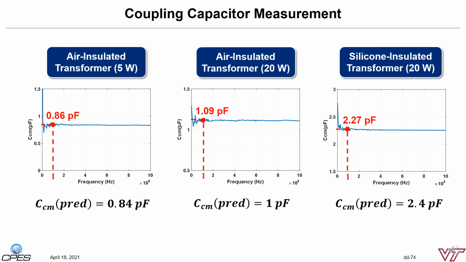This page shows the coupling capacitor measurement results on these three versions of the receiving circuits. For the air-insulated 5-watt version, we can achieve a 0.8 picofarad coupling capacitor. And for the air-insulated 20-watt version, the coupling capacitor is about 1 picofarad. For the solid-insulated transformer, the coupling capacitor is also controlled to less than 2.5 picofarad. All of these coupling capacitors are extremely small compared to the commercial product.